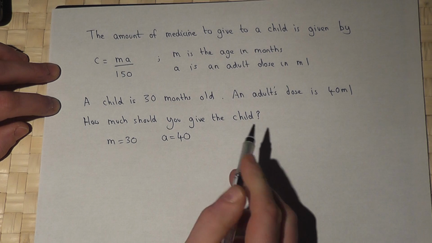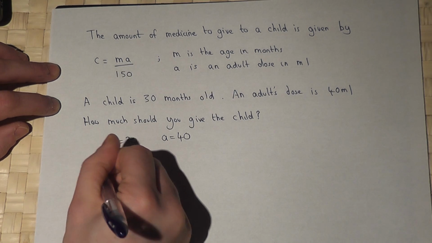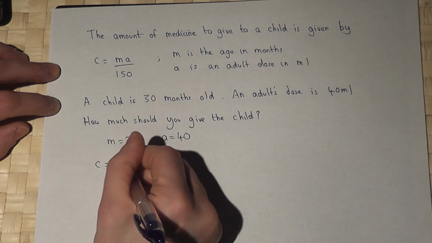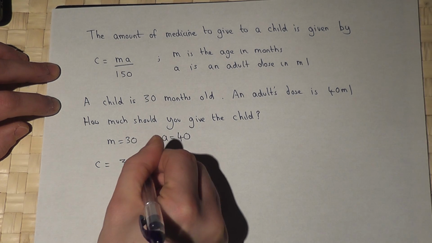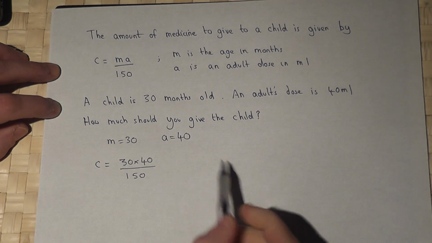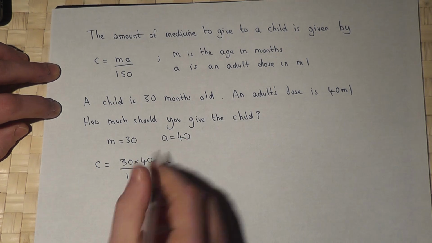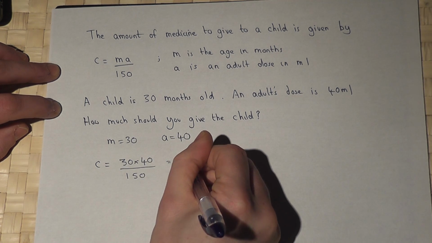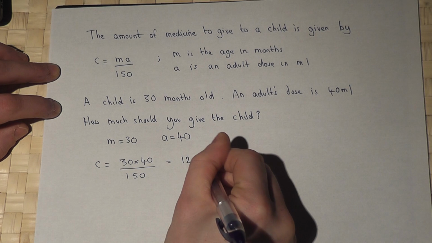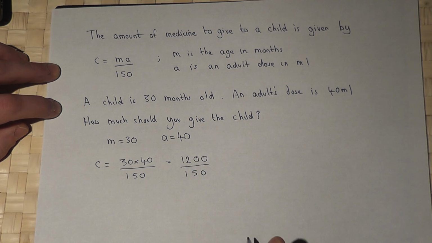So to work out how much the child should get, we have to work out C equals, so M is 30, A is 40, all over 150. So we rewrite out the formula with our given numbers in. Then 3 times 4 is 12, two zeros, all over 150.